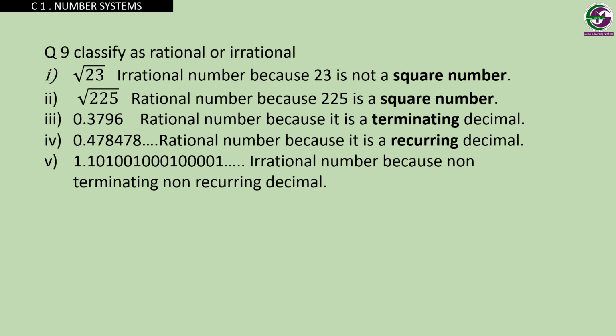Good. Now you look at the next one. You'll feel like they are repeating, but no. First you have 1 0, then 2 zeros, then 3 0. There is no fixed pattern. So this is not repeating. So it is irrational number.